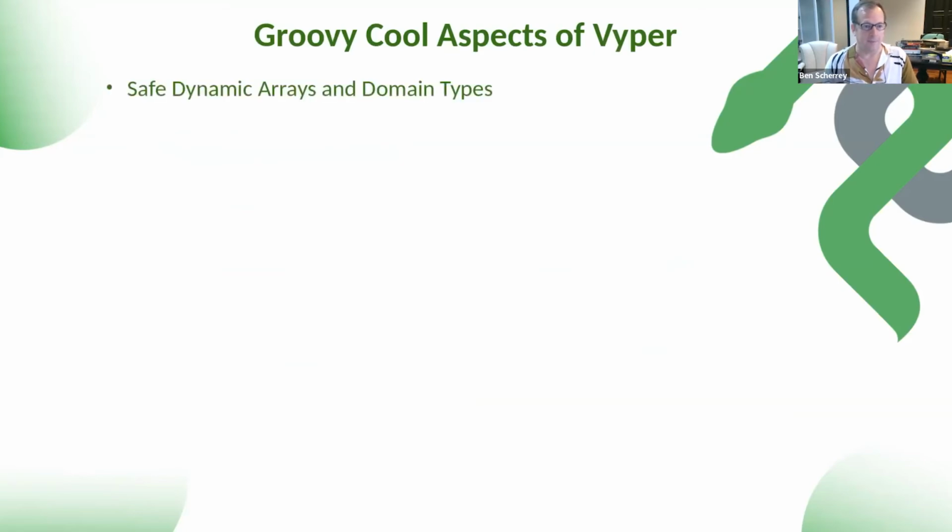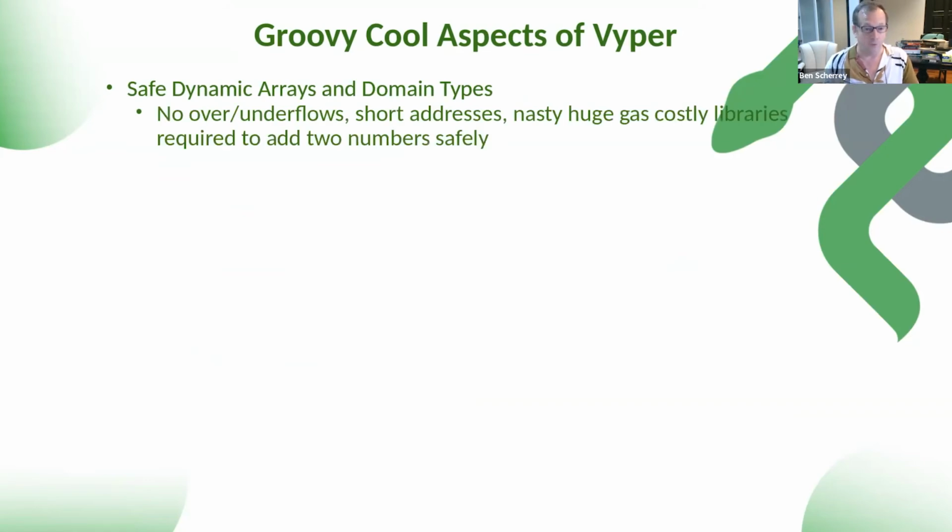So cool aspects of Vyper. You got safe dynamic arrays and domain types, no over and underflows. You don't have short address errors. You don't have to use nasty, huge gas costly libraries required just to add 2 numbers together. Now, Solidity has fixed some of these things, but only just recently, and they still can represent things incorrectly. You get bounded non-determinism. This means that there is an absolute limit as to how far the computation of your contract will go. These kind of determinate limitations, it's actually a limitation by the compiler and the language, forces you to think through the design of your contract better and make it more formally correct. That's a very important thing.